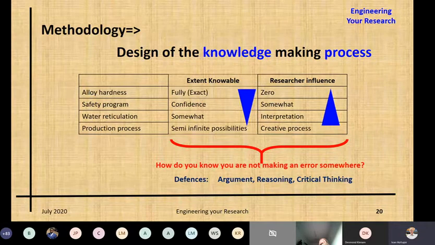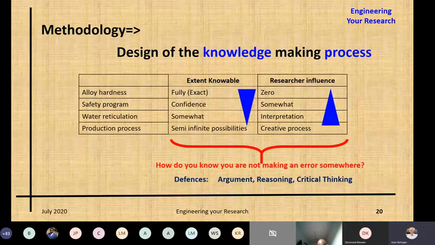So pretty much what I mean by the extent knowable, in other words, is there a single exact answer? If there is a single exact answer, then it means no matter who is doing this work, they have to get to the same answer. So that means there is by definition zero influence.